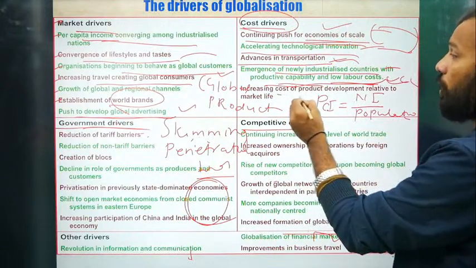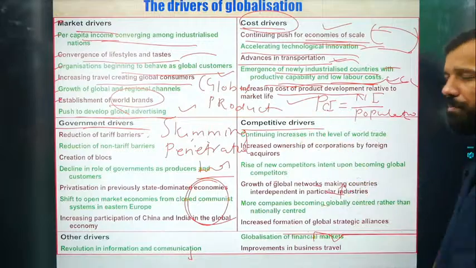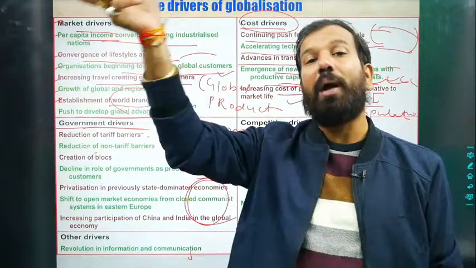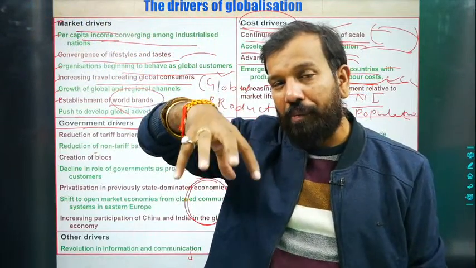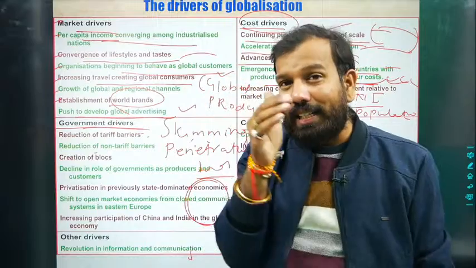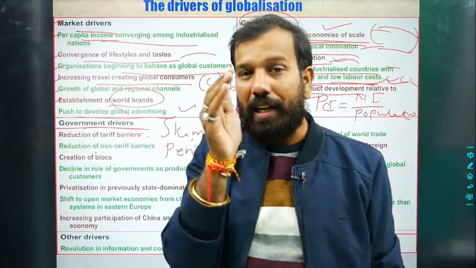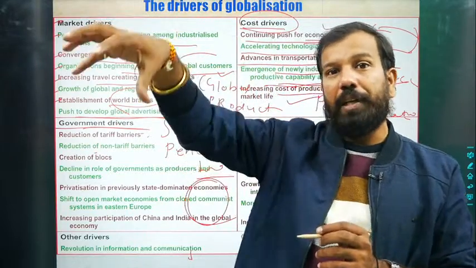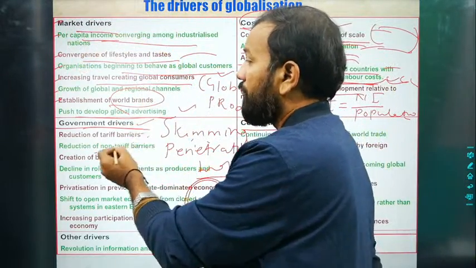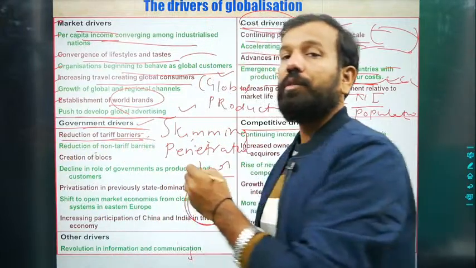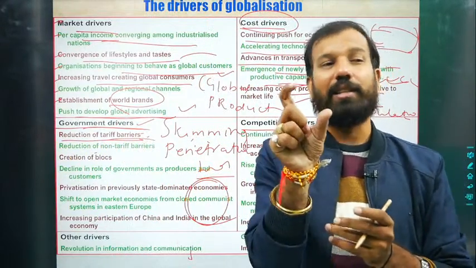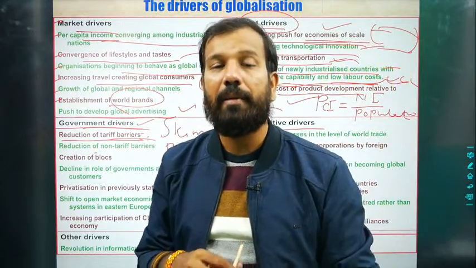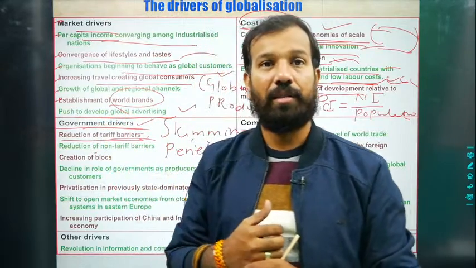Next, increasing the cost of product development relative to the market life. Simple. Next, government drivers. What are the government factors which impact globalization, and what are the government factors which accelerate the growth of the economy and of a particular company? So government drivers: reduction of tariff barriers. What is a tariff barrier? I told you in the previous lecture. Taxes and duties: whatever taxes and duties we impose on international trade are called tariff barriers.